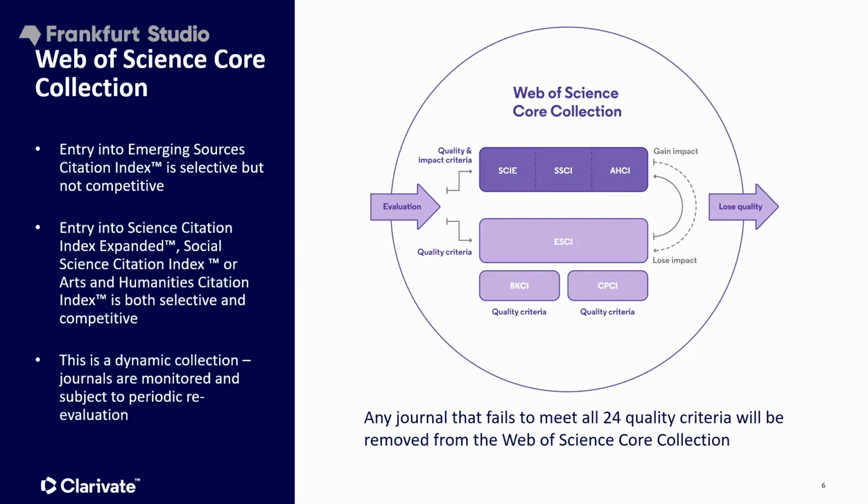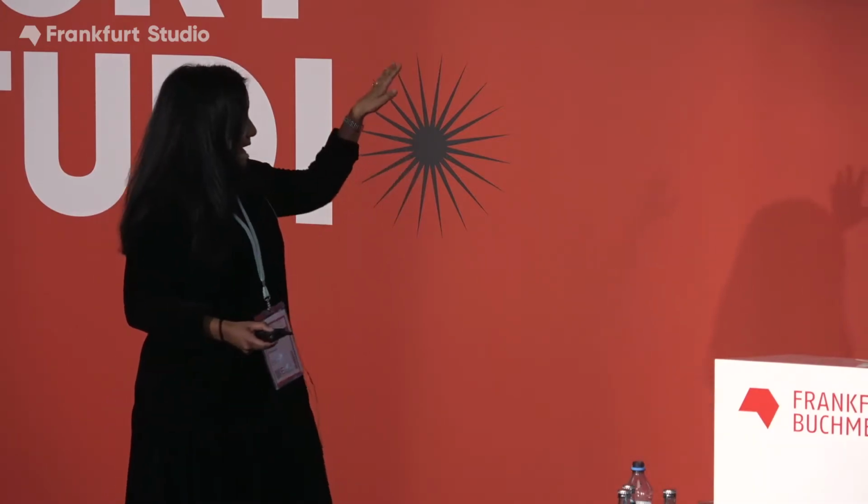So in order to enter the core collection, we have a single evaluation process, whereby the team applies 28 selection criteria for journals. And these are divided into 2 buckets. We have 24 quality criteria, and with these quality criteria, we're looking for signs of editorial rigor and good publication ethics. If a journal passes those 24, it can enter ESCI. And what's important to note here is that this entry into ESCI is selective. Only about 20% of journals pass, but it's not competitive. We're not comparing journals against other journals in terms, for example, of their citation activity.